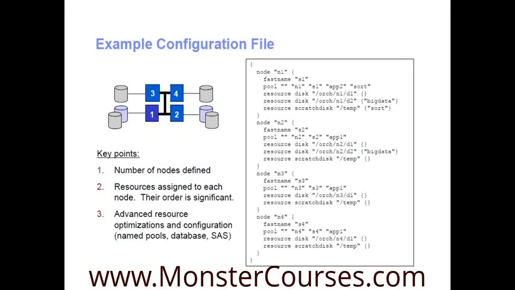And for resources, we have 2 types here: disk and scratch disk. The main purpose of the scratch disk is that we are telling DataStage to use this /temp directory for scratch, for temporary purposes. Why? Because when we run the jobs, it uses some buffer memory, buffer space. So we tell DataStage to use this /temp directory for all these things. And the resource disk is the main disk for all the operations.